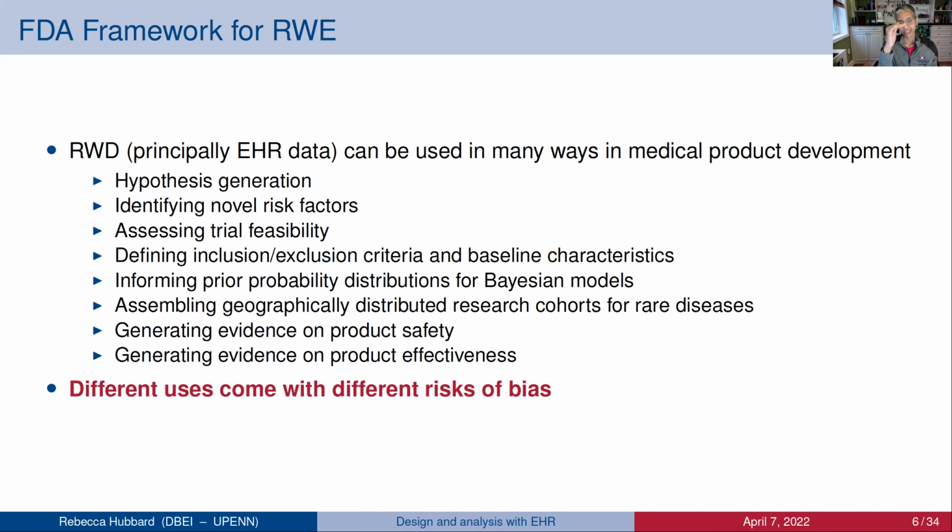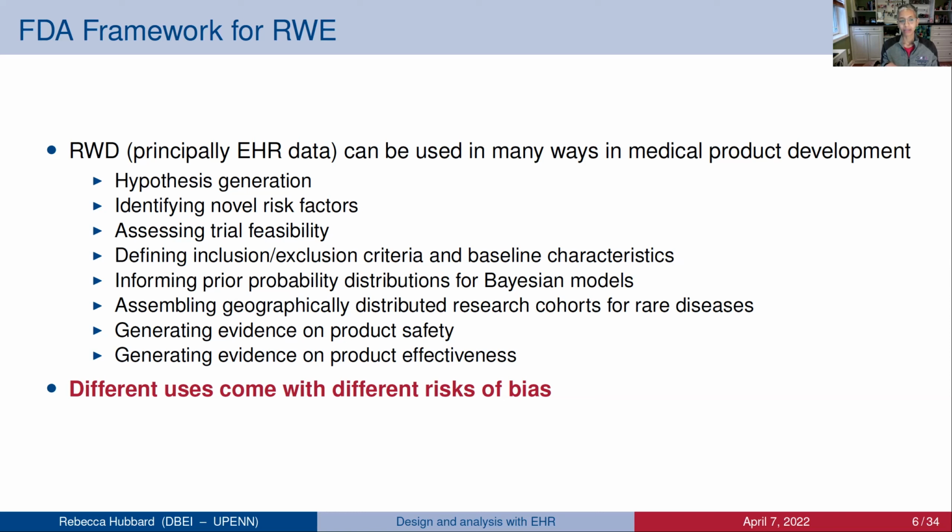And these are to some extent ordered from the lowest risk to the highest risk of bias types of activities that we might engage in. So, if we're doing hypothesis generation, if we're doing exploratory risk factor explorations, identifying prior distributions for Bayesian models, those tend to be lower risk of bias activities, primarily because they're going to be followed by subsequent activities that are going to use methods with lower risk of bias, potentially more rigorous.